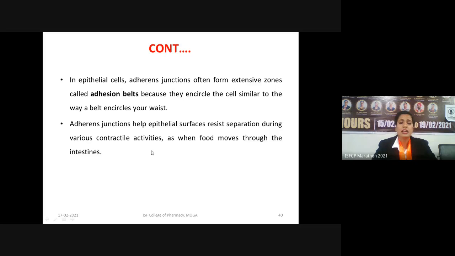Like when the contraction happens, the movement takes place. So these belts, these adherent junctions, hold the cells together so that they resist separation between the two. An example is when the food moves through the intestine. From this we can say that these are present in the intestine. Whenever the food moves through the intestine, the process of movement takes place, so these adherent junctions make sure that the cells do not separate from one another.